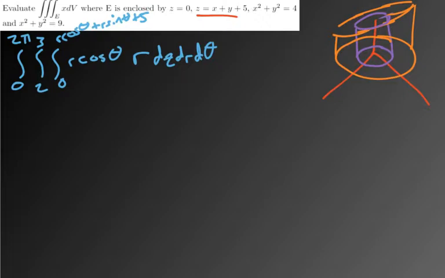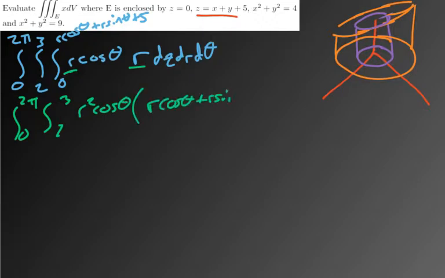So the first integration is not so bad. There's no z's, right? So we can just do this bound minus 0. So we'll have 0 to 2 pi, 2 to 3. And then I'm also going to combine these r's. So we got r squared cos theta, and then we're multiplying it by r cos theta plus r sine theta plus 5 dr d theta. Okay. Then comes some annoying stuff.